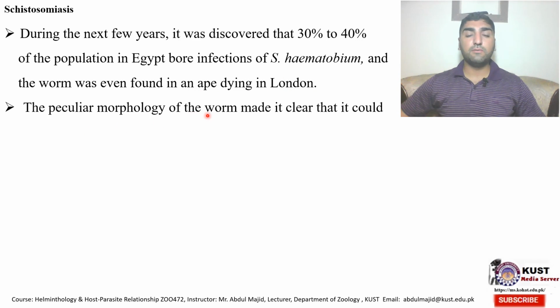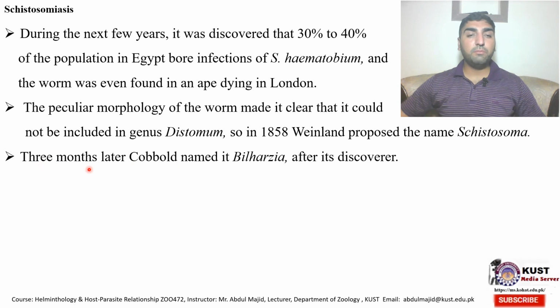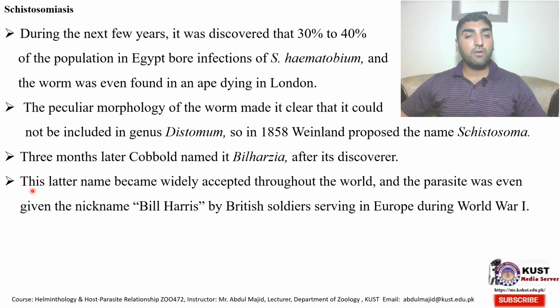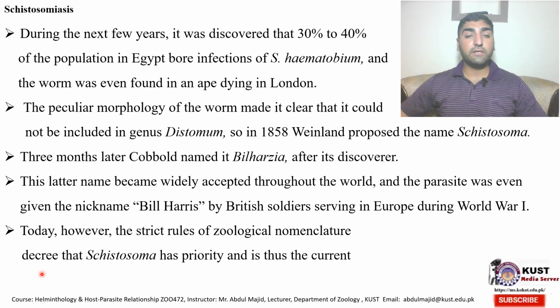The peculiar morphology of the worm made it clear that it could not be included in the genus Distomum. So in 1858, Weinland proposed the name Schistosoma. Three months later, Cobbold named it Bilharzia after its discoverer, Bilharz. This later name became widely accepted throughout the world, and the parasite was even given the nickname Bilharzia by the British soldiers serving in Europe during World War I. Today, however, the strict rules of zoological nomenclature decree that Schistosoma has priority, and thus the current name of the parasite is Schistosoma.